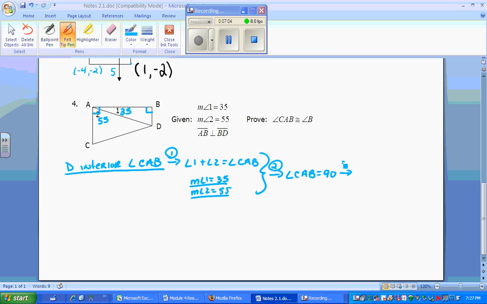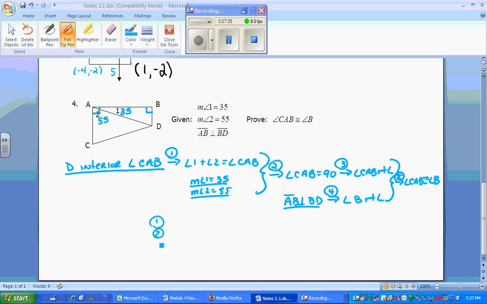And what do we know? When something equals 90, you can call it a right angle. To get the other right angle, we have to use AB was perpendicular to BD. Underline it, given. Up to reason 4, we can say that angle B is a right angle. And since both of these are right angles, we can conclude that CAB is congruent to angle B.